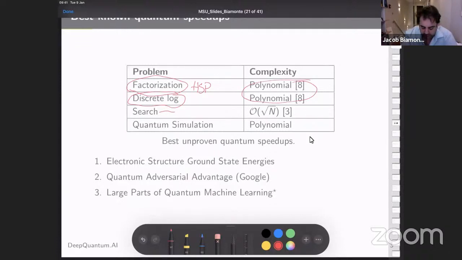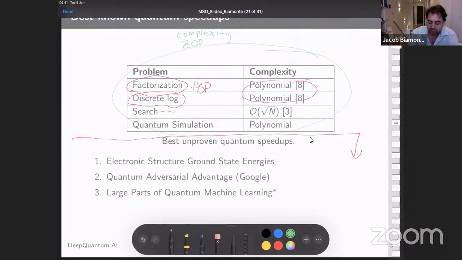Now, the best unproven quantum speedups. There should be a line here, and we're looking at it below here. So the best unproven quantum speedups; the ones up here are proven, as well as some other ones. There's the complexity zoo by Peter Jordan, and you can look up all of these different algorithms. So, electronic structure, ground state energies. You can simulate one quantum system with another in polynomial time. That's proven to be efficient, and it's easy to prove that.